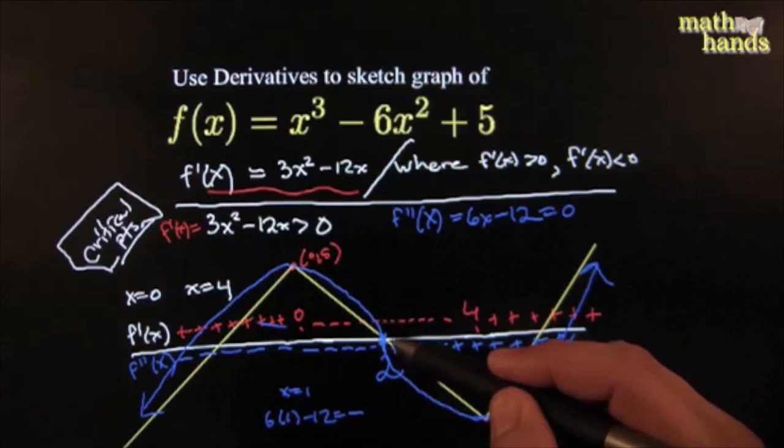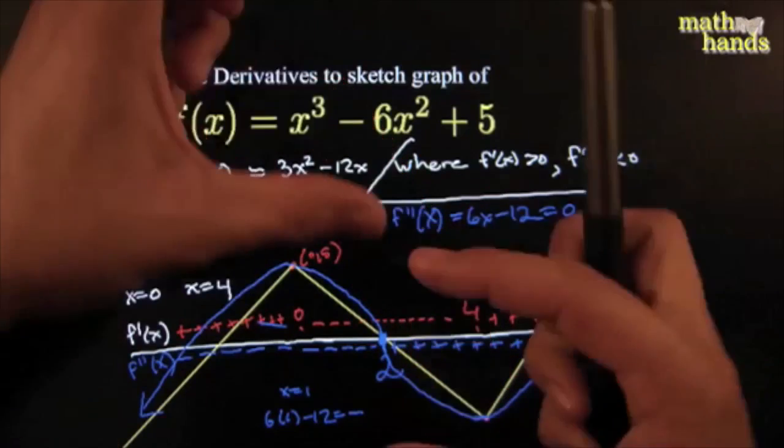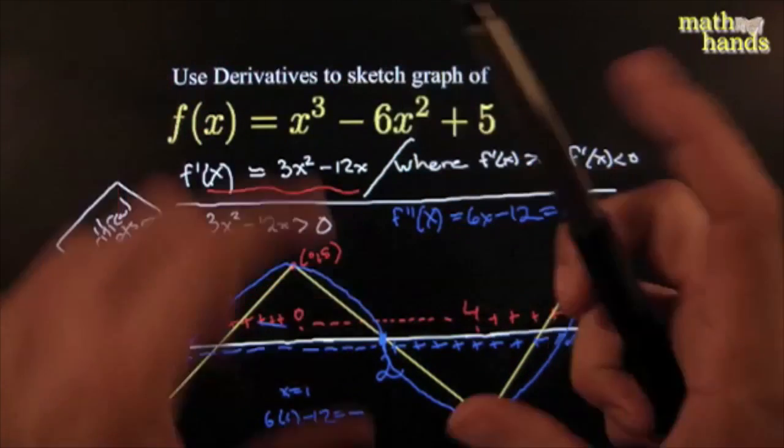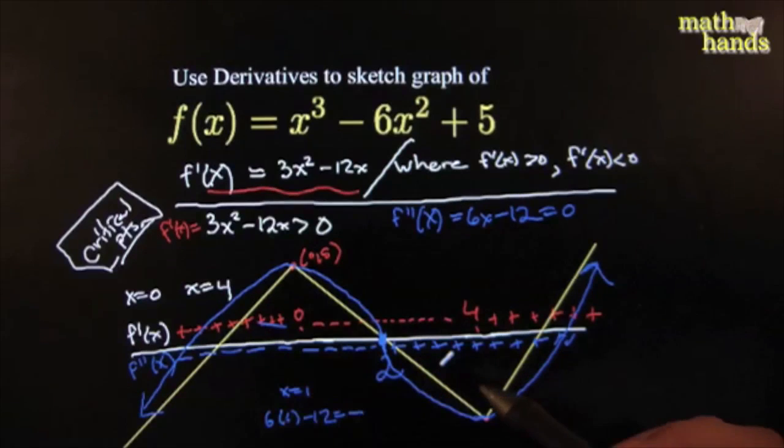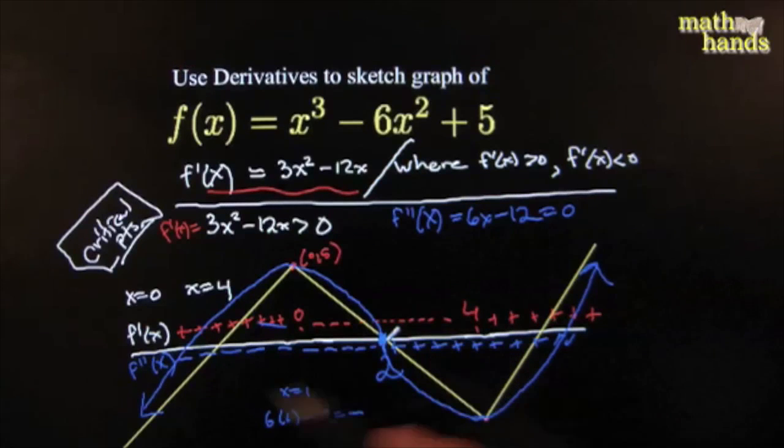Incidentally, this point right here is famous. Whenever the concavity changes from either positive to negative or vice versa, these points are famous. They're called the inflection points. You may see them again in literature or other places. Inflection points. Anyways, that was fun.